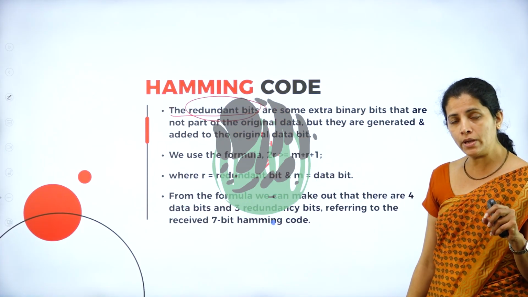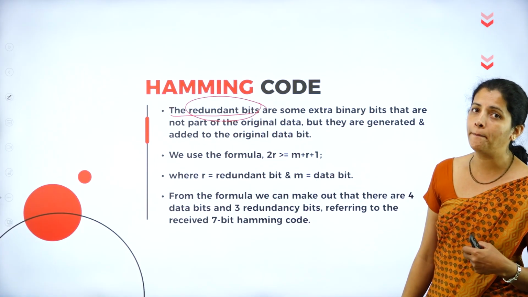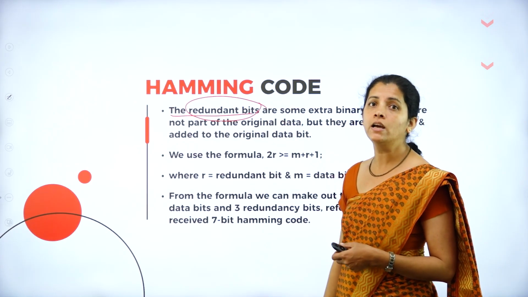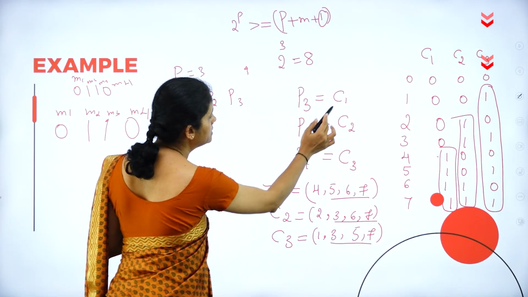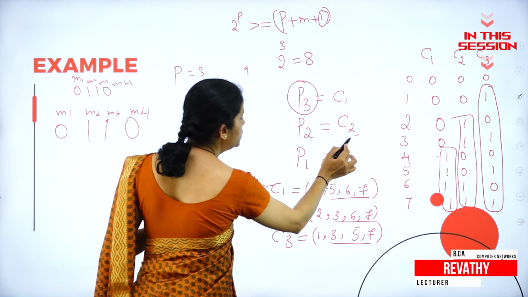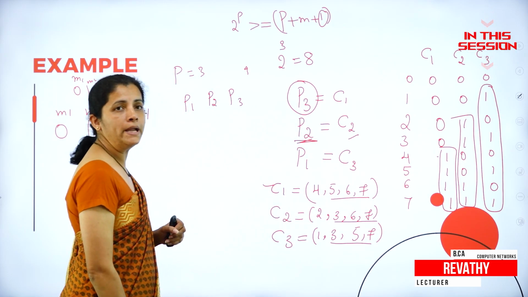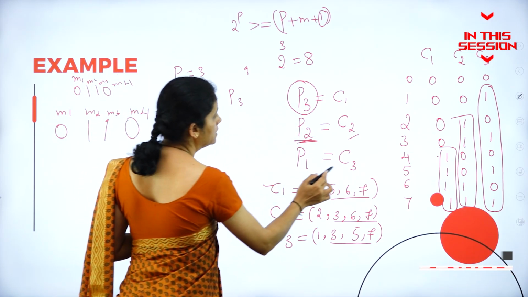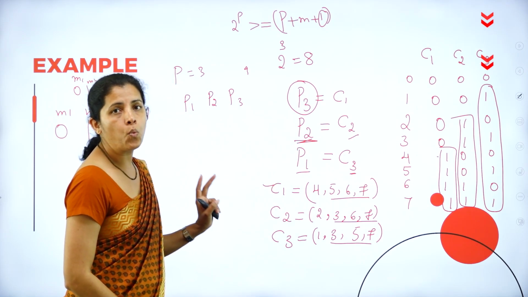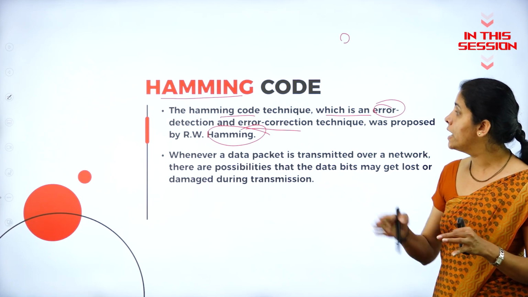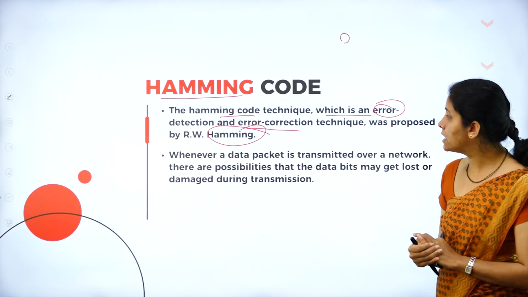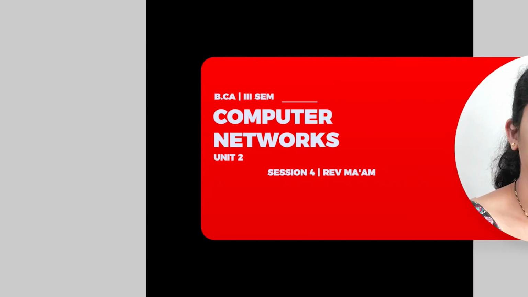Whatever the data bit we have, for that we are going to append the extra bit, and that is known as redundant bit. Here C1 is nothing but the parity bit P3, C2 is nothing but the parity bit P2, and C3 is nothing but the parity bit P1. The name of the error detection as well as error correction technique is Hamming code.